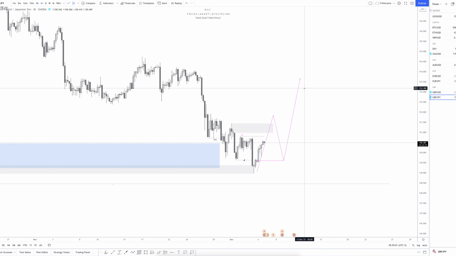I will be looking for price to trade back into this region and give me a possible push to the upside. This will be within the Telegram trading community as well. I will keep you guys updated with this move and things like that.